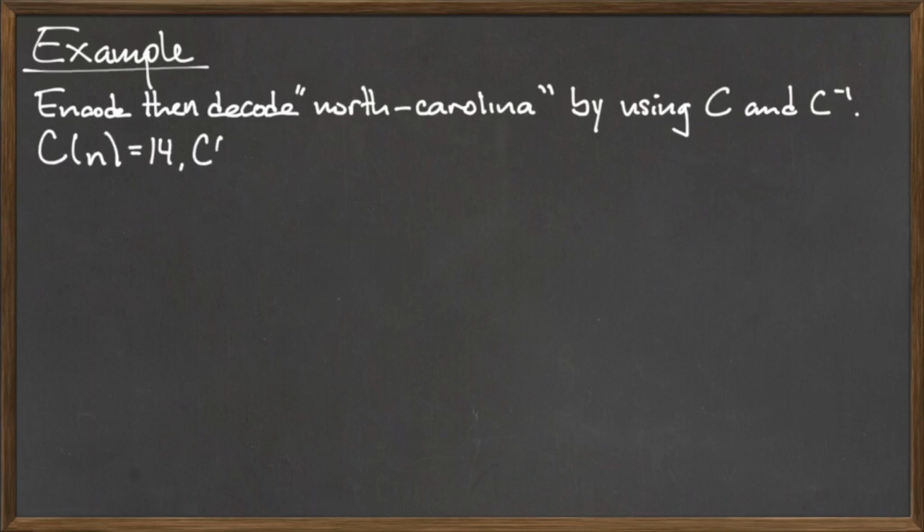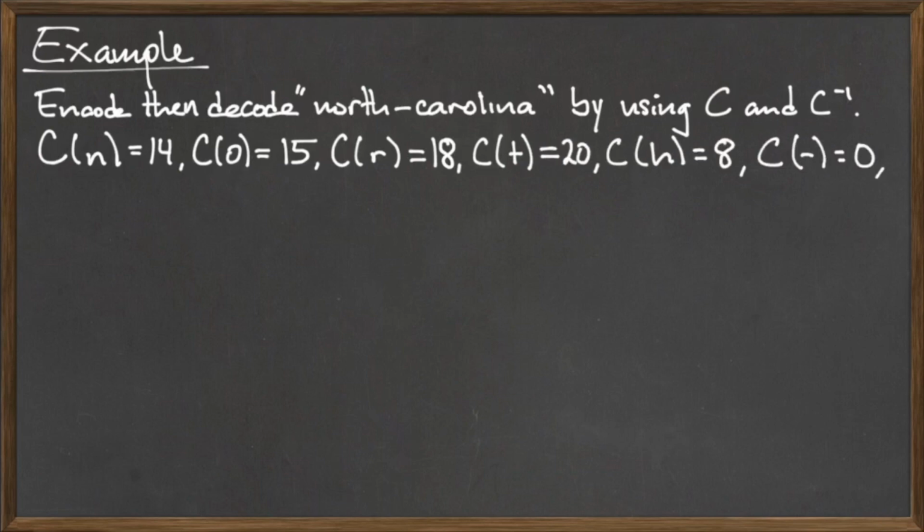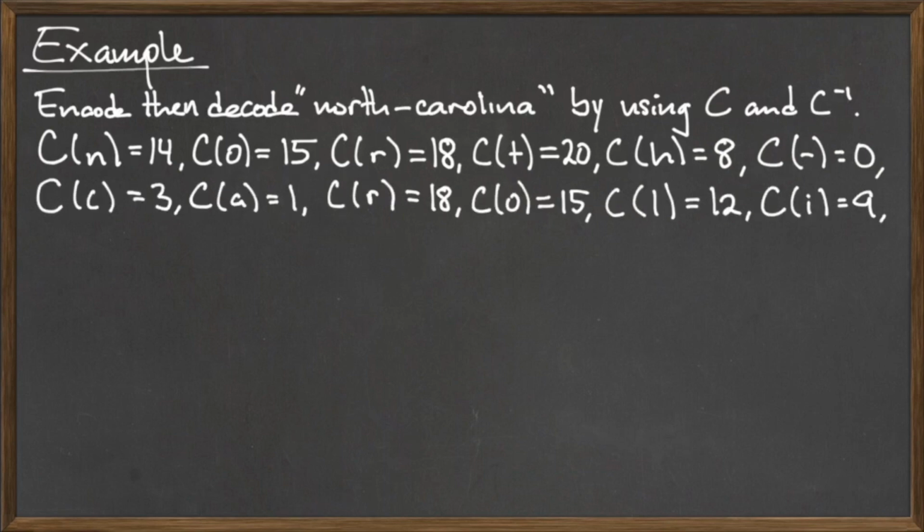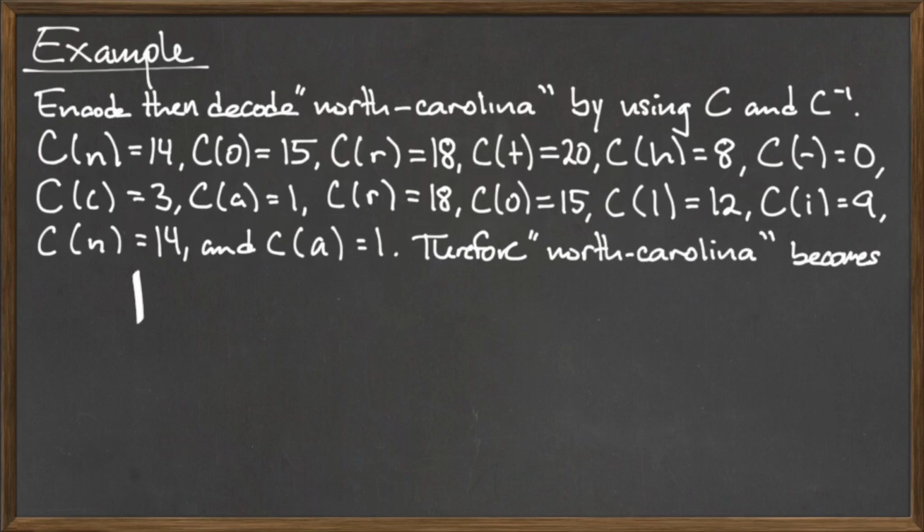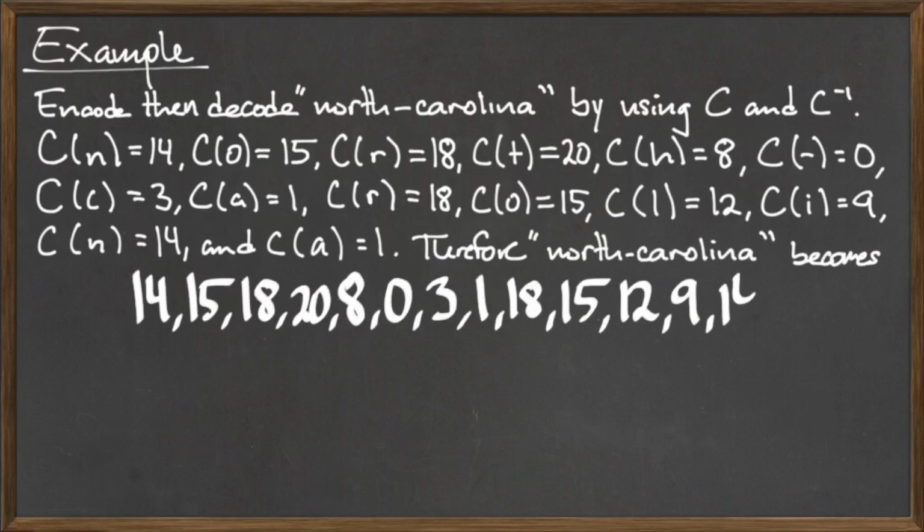Since N is the 14th letter of the alphabet, the image of N under the encoding function C is 14. The image of O under C is 15. The image of R under C is 18. And we can continue this process with T and H until we come to the character space, whose image under C is 0. Finishing the encoding with the remaining characters, we have the following sequence of numbers, which indicate the entire encoded phrase, North Carolina.